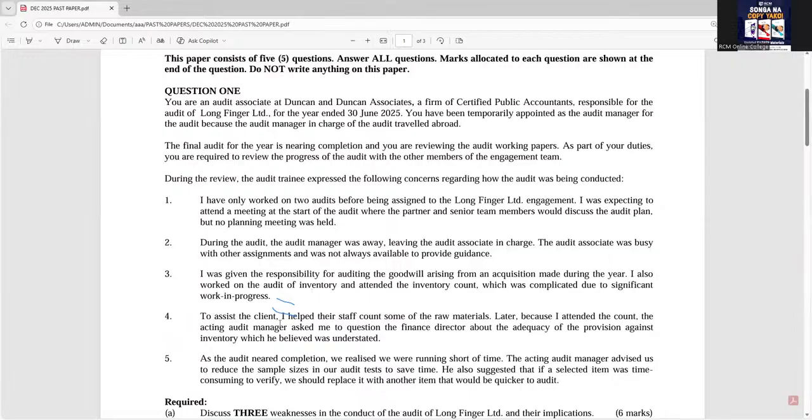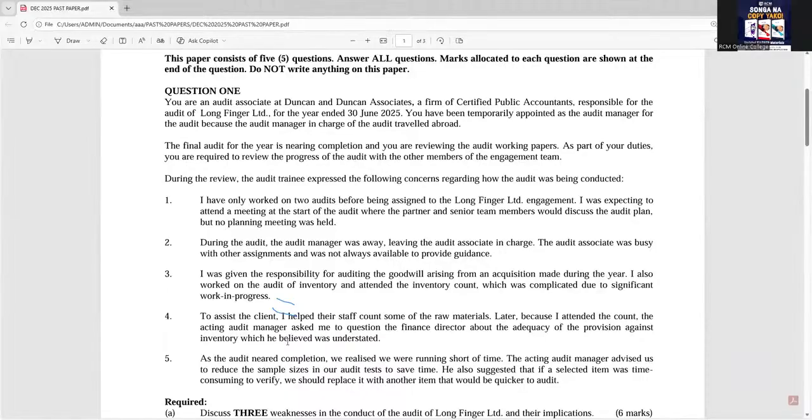Number 4, to assist the client, I helped their staff count some of the raw materials. Later, because I attended the count, the acting audit manager asked me to question the finance director about the adequacy of the provision against the inventory, which he believed was understated. So the acting audit manager asked for the questioning of the finance director.